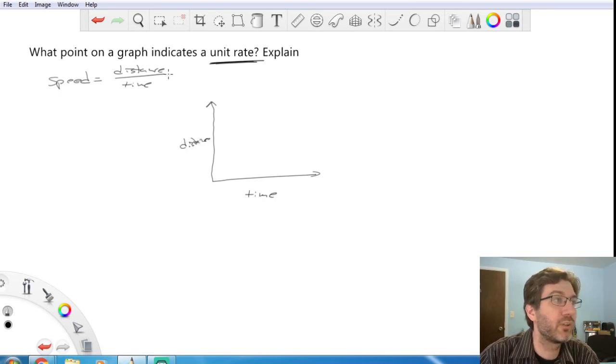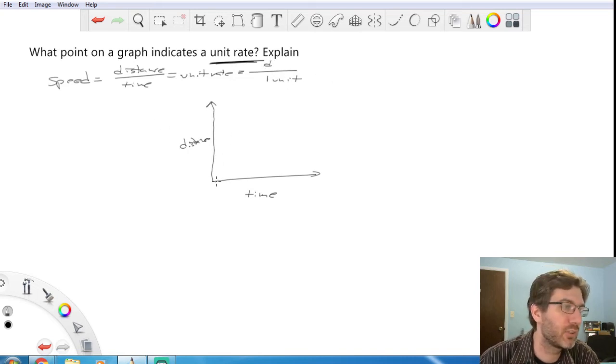To find the unit rate of this, you want it where your denominator is 1 unit. Right? So what is your distance at 1 unit? So when time is at 1, I want to know where on the distance axis you're going to be. And that's going to be dependent on how fast you're going.